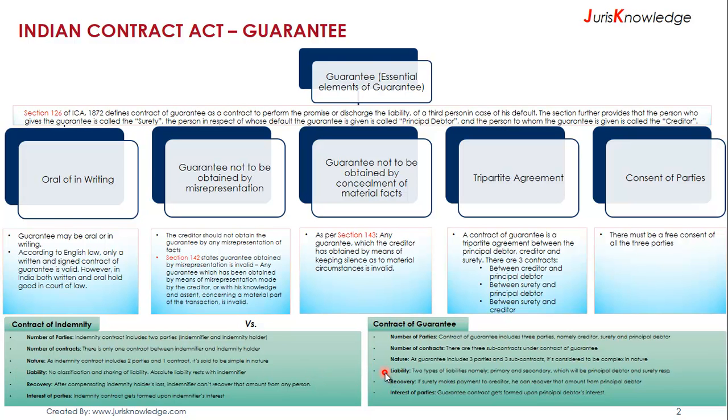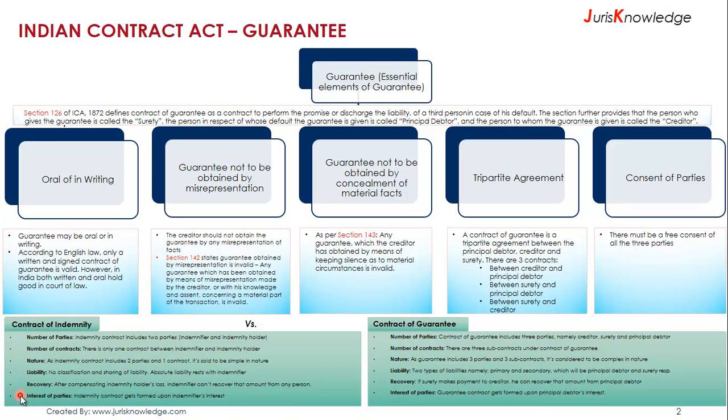Whereas in case of a guarantee contract, two types of liability exist, namely primary and secondary, which will be applicable to principal debtor and surety respectively. Regarding recovery, after compensating the indemnity holder's loss, indemnifiers can't recover that amount from any person. Whereas in case of a guarantee, if the surety makes payment to the creditor, he can recover that amount from the principal debtor.